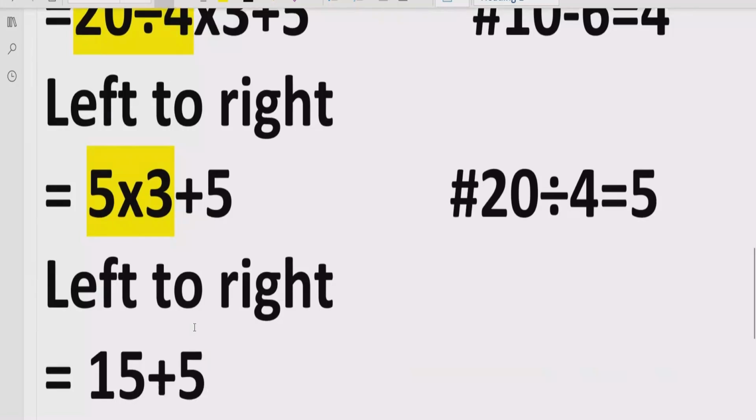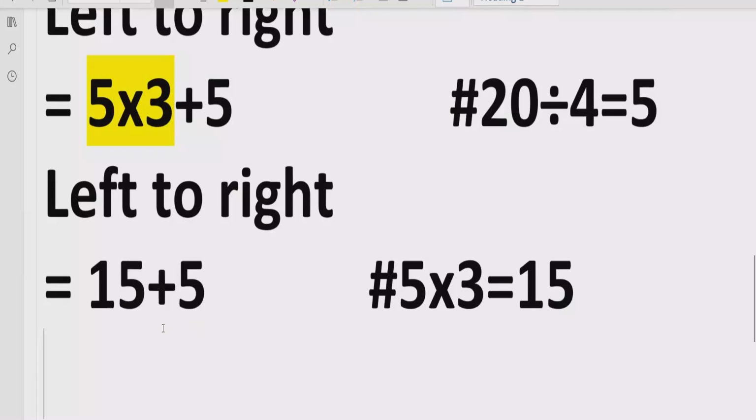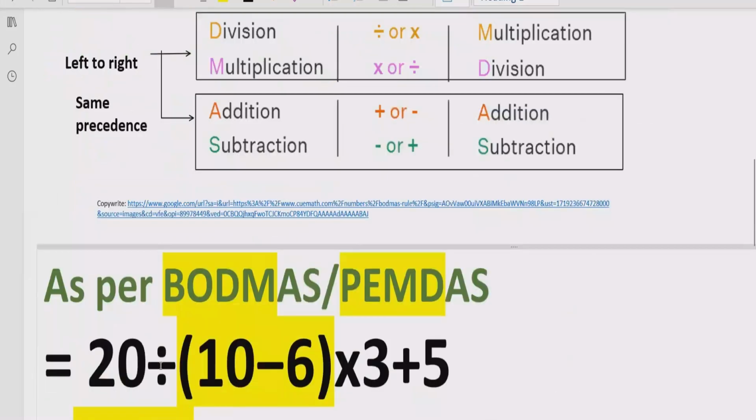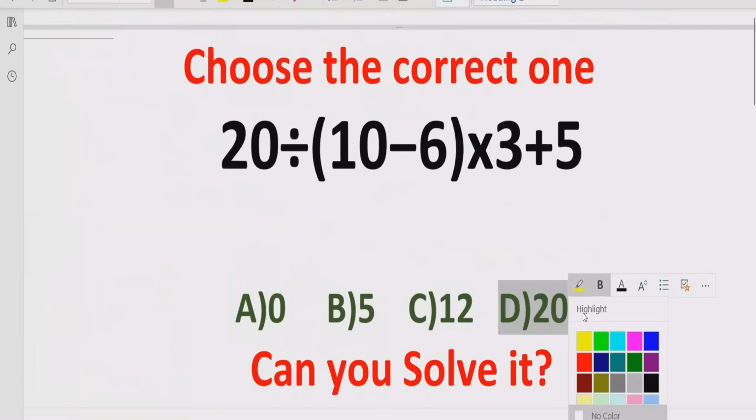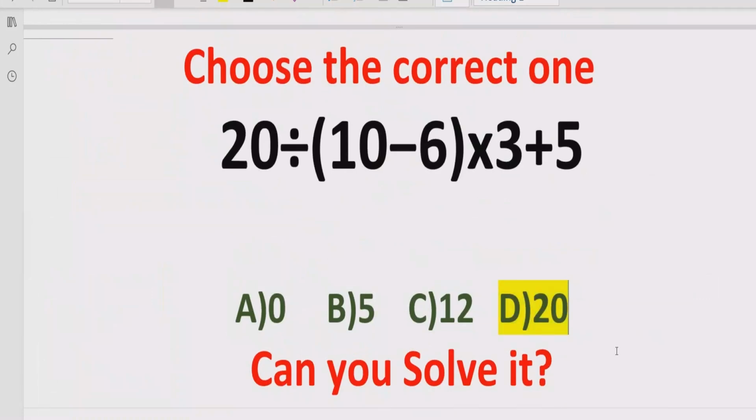So 5 we will write as it is. Then here we have given the reference, 5 multiplied by 3 equals 15. And here we have two terms which are adding each other. So we will add both of them and get the answer 20. So the answer of the given expression is 20. If you see the answer list, answer D is the correct answer of this expression.